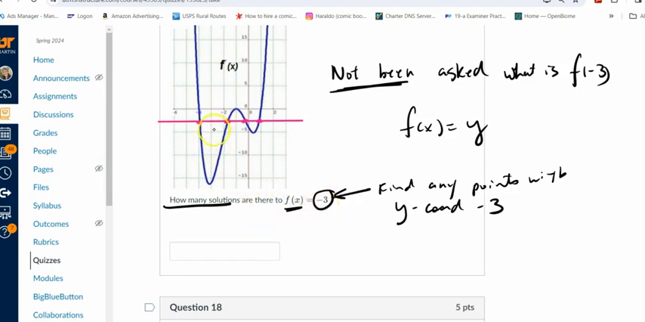And the solutions would be whatever their x values are. But you weren't asked for the specific solutions. You were asked how many solutions there are. And there would be 4 solutions.